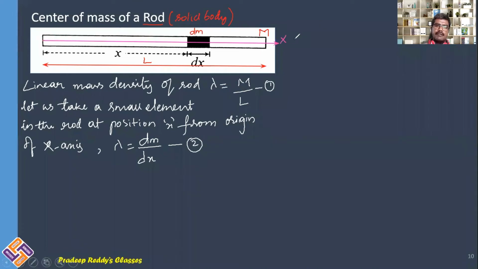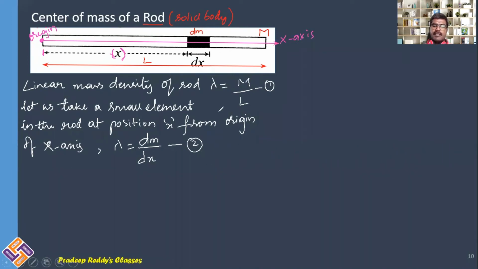This is the x-axis, and this is the origin. The mass which we are considering, dm, is at position x from the origin. From this point, it is located at a distance x. And lambda we have got as dm divided by dx.